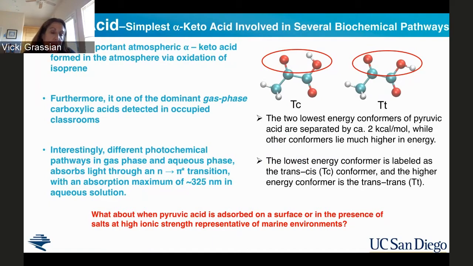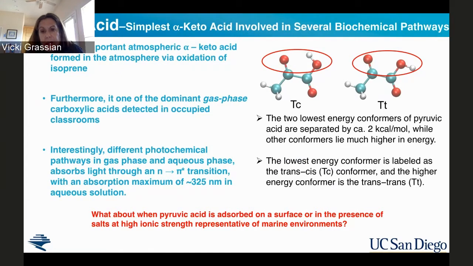Another thing I just want to point out, because we'll be talking about the photochemistry, is that there are really interesting, very different photochemical pathways for gas phase versus aqueous phase pyruvic acid. When we think about the photochemistry, I'm mainly talking about the chemistry that overlaps with the solar spectrum, so anything with wavelengths greater than 300 nanometers. In the aqueous phase, this occurs at around 325 nanometers and is due to the n-pi to pi-star transition localized on the C=O, the carbonyl group.